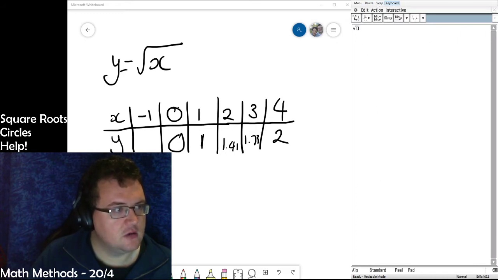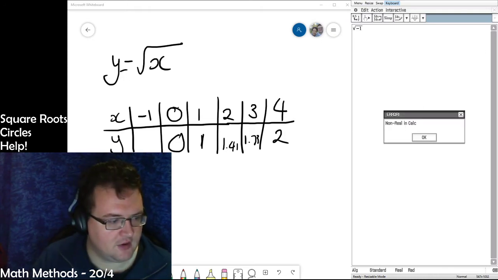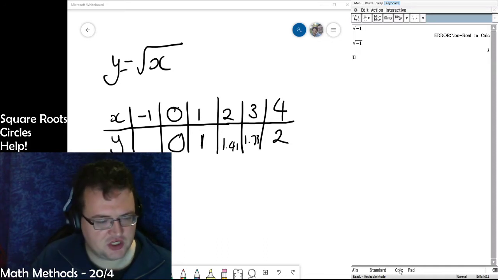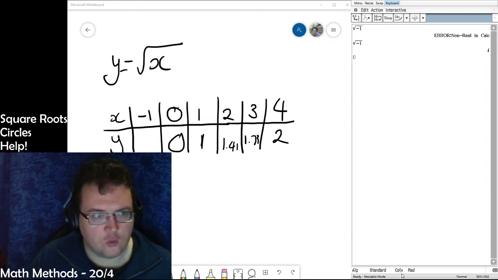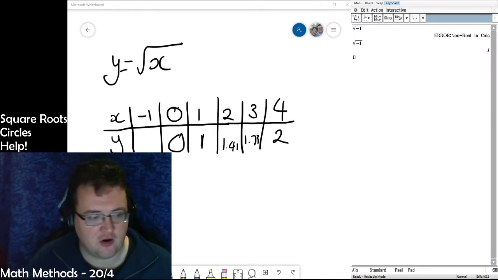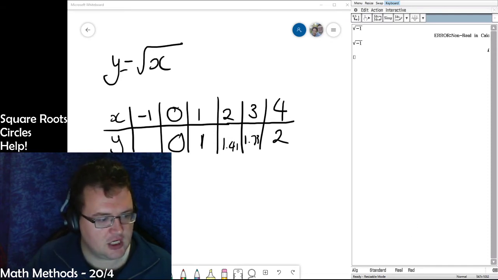bring up the keyboard, square root minus 1, non-real in the calculator. Now, obviously, if you have your calculator set to CPLX, which those of you who do specialist maths would note, you do get a different answer, but for us, we need to exist in what is real, not what is imaginary. So if you're doing anything on your CAS calculator using square root of x, you need to make sure that your graph is set to the real function.